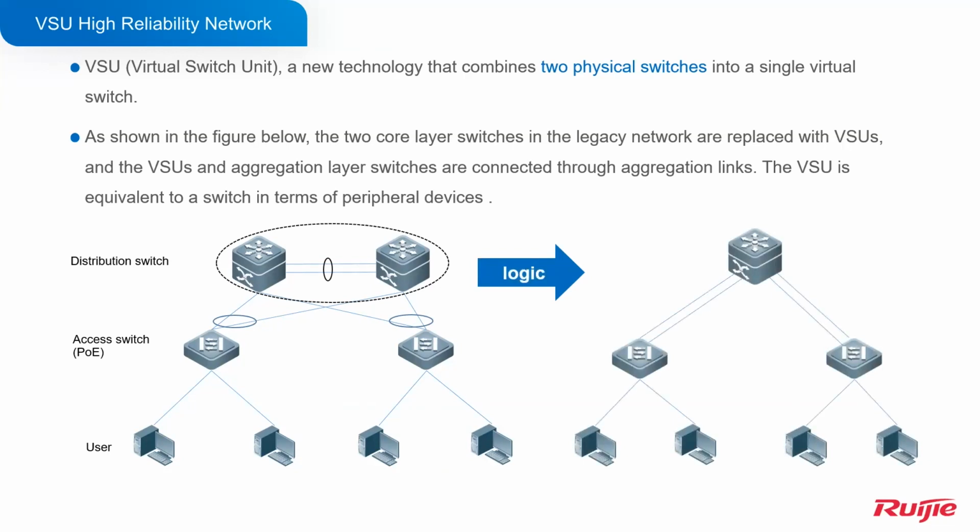So if you use link aggregation between the access and distribution switch, logically there is only one link. So in the whole topology, there is no loop, and all the links can be used for forwarding messages. So we can also improve the bandwidth utilization. So this is the reliability.